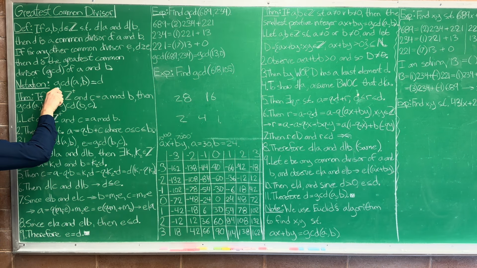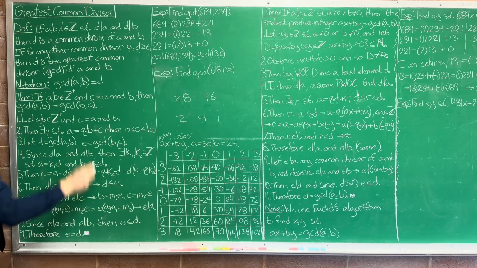We will use this notation, treating it like a function. We will say the GCD of A and B is D. Okay. That just means the greatest common divisor of those two numbers. Good so far? Okay.